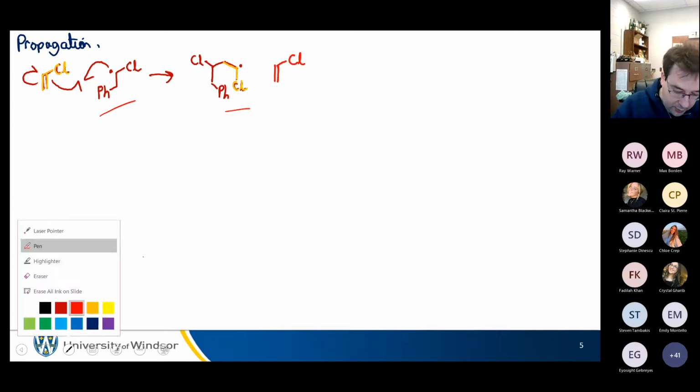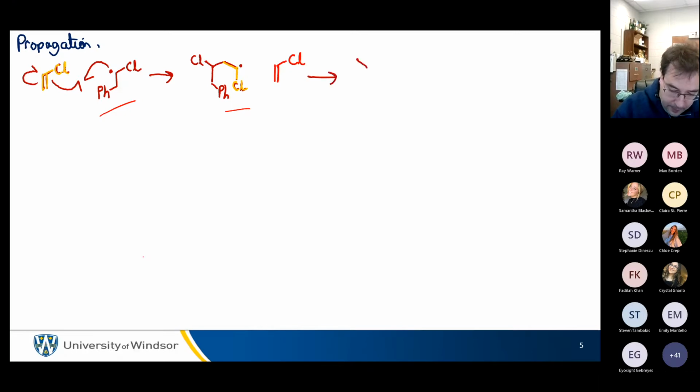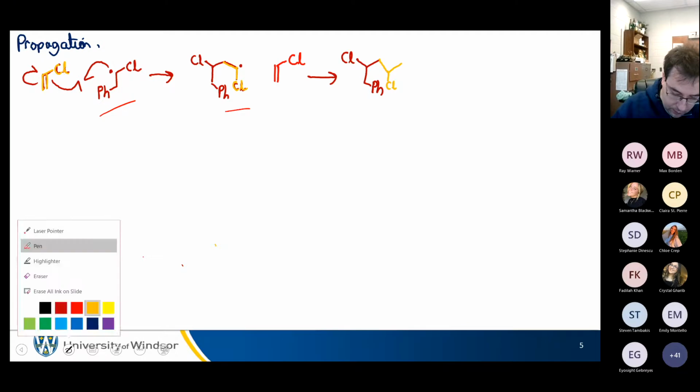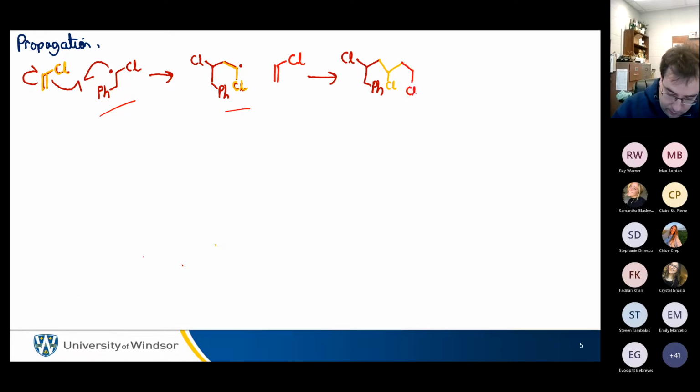second propagation step, I've added 2 more carbons and a chlorine, and the radical's still in the same spot. I just extended it by a group. This is why it's polymerization. We're adding 1 group at a time. Same thing as doing the same mechanism again and again and again, and the polymer chain is getting longer and longer.